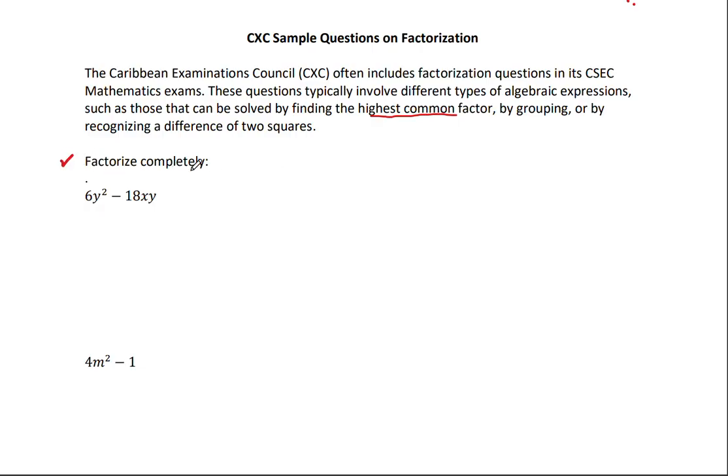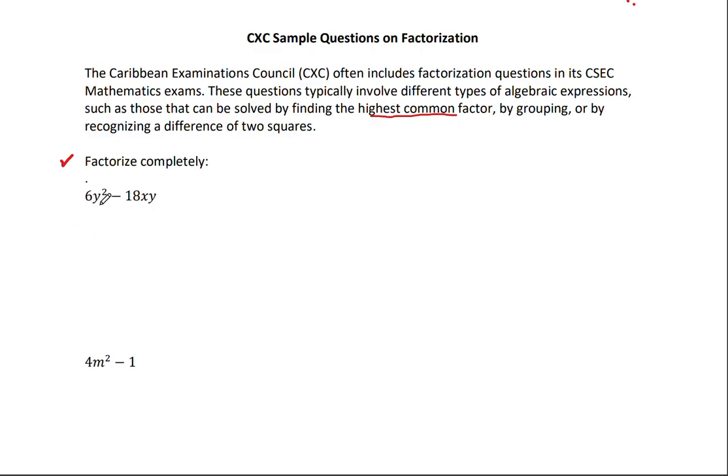So factorize completely 6y squared minus 18xy. When you have an expression like this, what you need to do is look at the terms in the expression and ask yourself, is there an expression that can be divided into both of these terms? And what you want is not just an expression that can go into both of these terms. You want the highest term that can go into both of them, which we call the highest common factor.